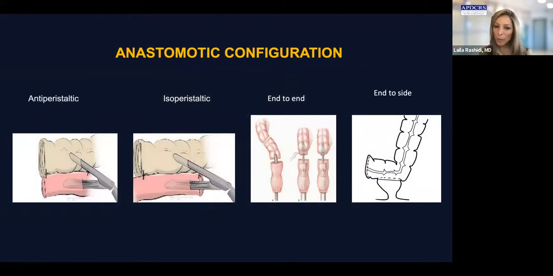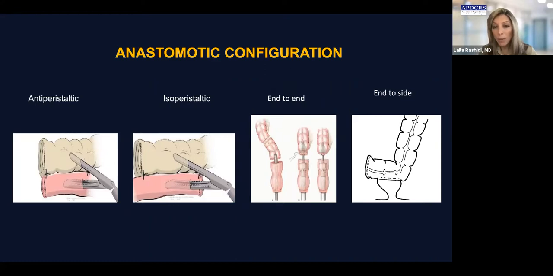So there are different ways. If you're not using the EEA, you're doing kind of a bowel to bowel, either anti-peristaltic or isoperistaltic. I personally do isoperistaltic, but it depends how your bowel is coming together, like your transverse colon to, let's say, your sigmoid, or descending.